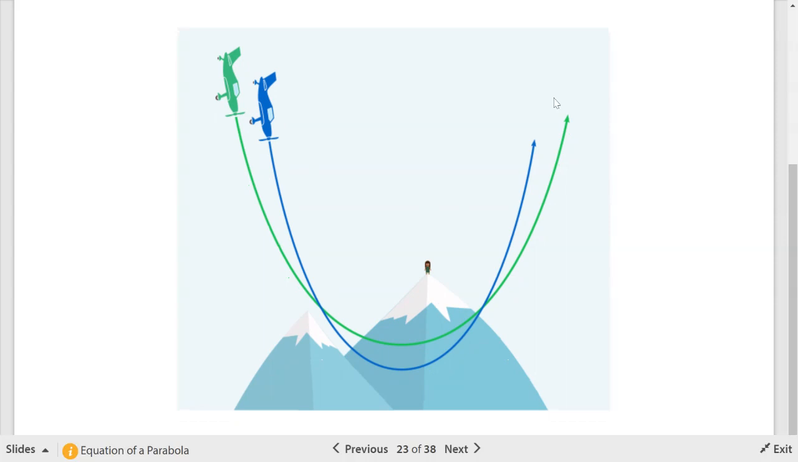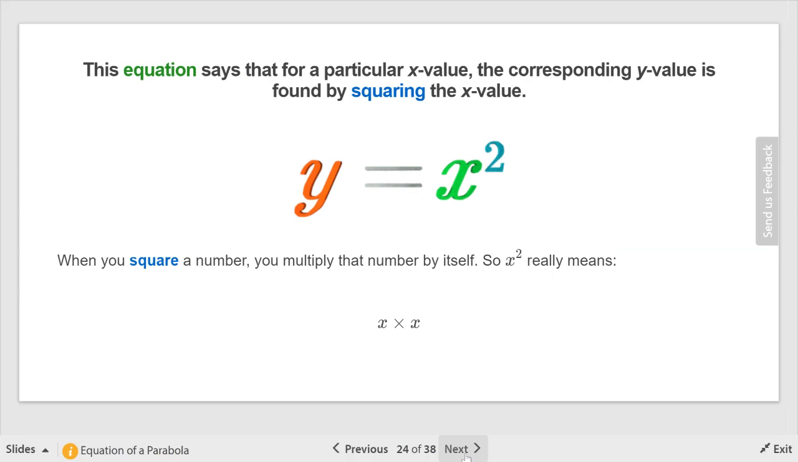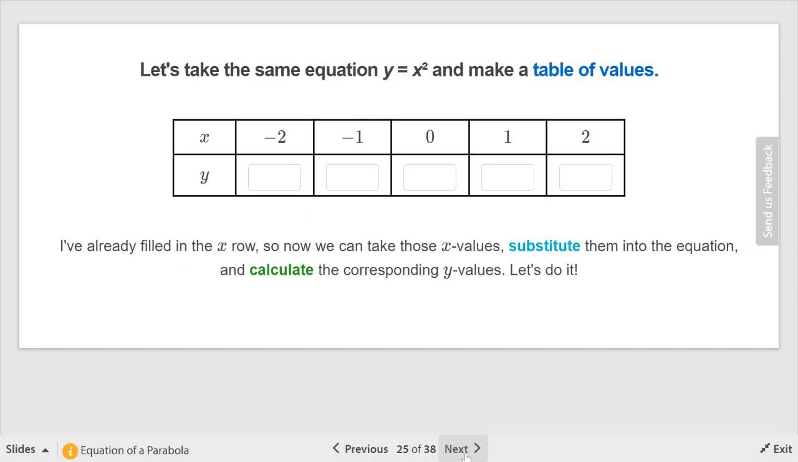Here we've got trajectories and we've got changes. These will be two different equations, two different pathways at which you can travel. So y equals x squared. This equation says that for any particular x value, if you square it, you'll get the y value. So when you square x, you end up with y. If I take -2 and I square it, I get 4. If I take -1 and I square it, I get 1. 0 squared is 0. 1 squared is 1, and 2 squared is 4.